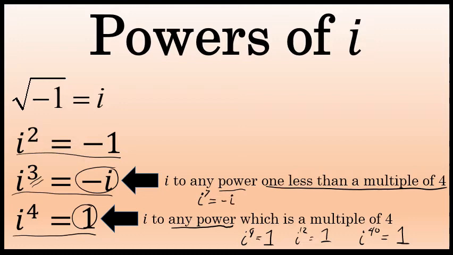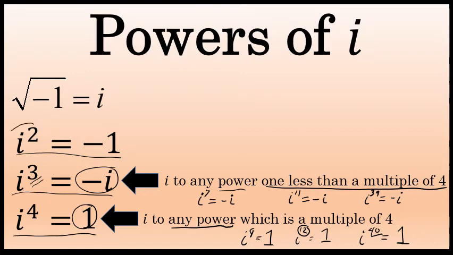i to the 12th is equal to 1 because 12 is a multiple of 4. A power 1 less than 12, 11, is a power that is 1 less than a multiple of 4. So this is -i, just like i to the third. i to the 40th, 40 is a multiple of 4, so that was equal to 1. How about i to a power 1 less than that, like i to the 39th? That simplifies to -i.